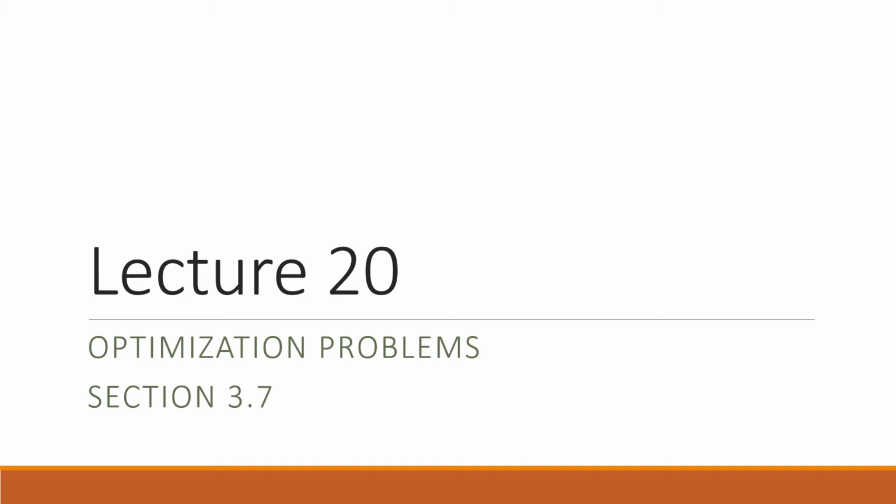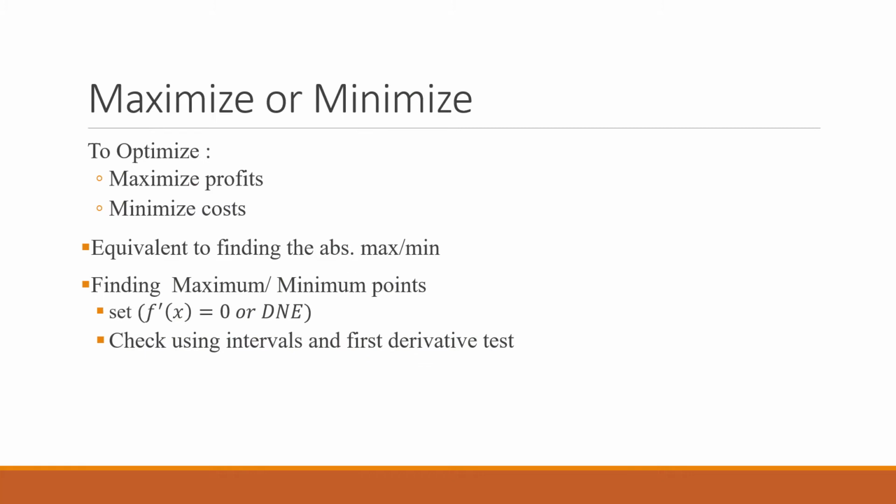Everyone. Today we will continue with lecture 20, which is about optimization problems. Lecture 20 is about maximizing or minimizing a certain quantity. What does it mean to optimize? Optimize meaning that we are looking for the best option. For example, for profits, I want to maximize the profit. Costs, I want to minimize the cost of my commodity.